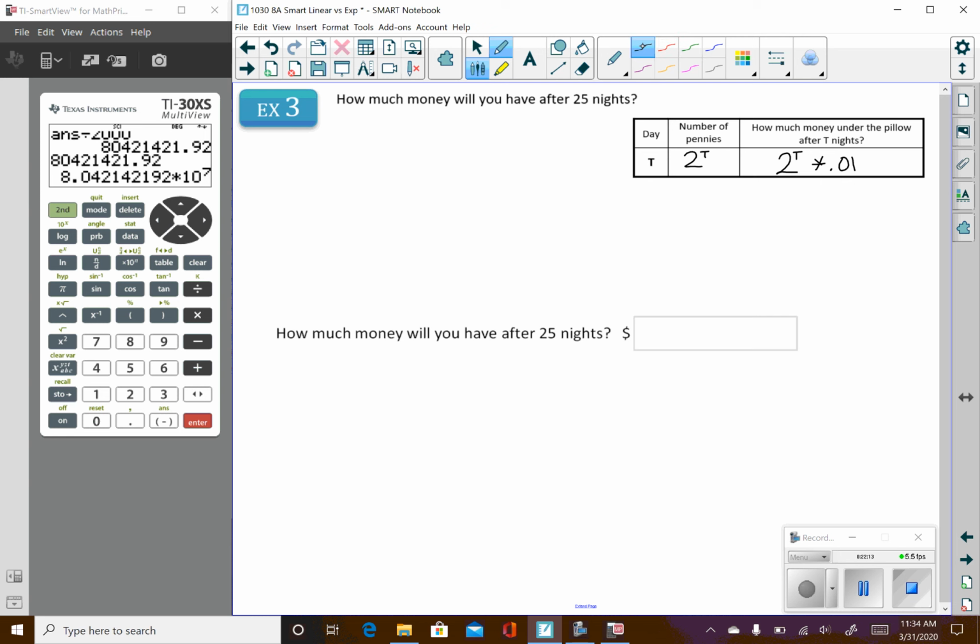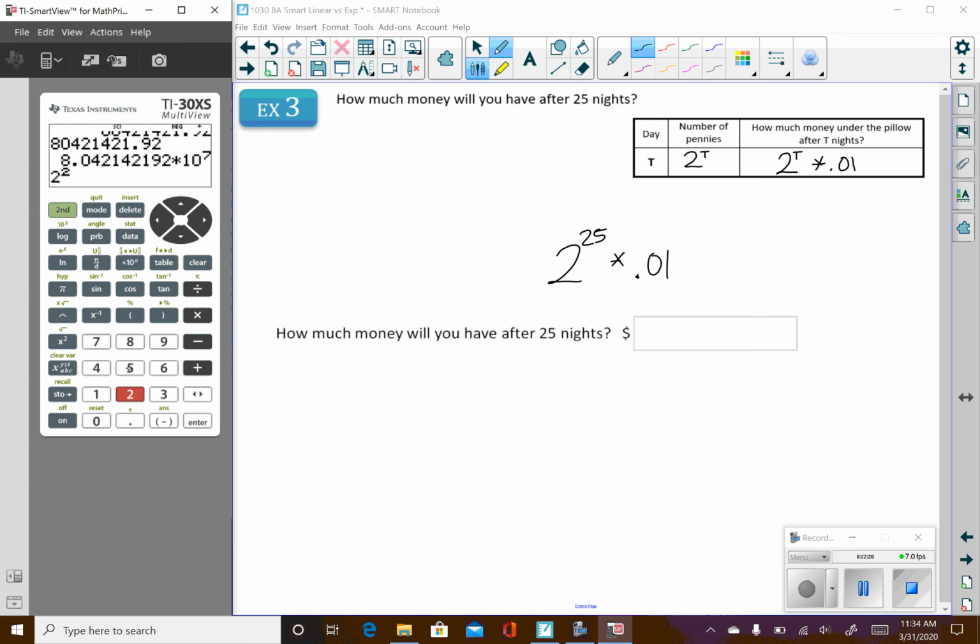How much money will you have after 25 nights? So 2 to the 25th power, 25 nights, 25 doublings, and if we times that by a penny, we'll get our answer. 2 to the 25th. Now go out of the power on the calculator and times it by 0.01. And oh, I'm still in scientific notation, which makes it look like $3, but it's not $3. So if you are like me and you left your calculator in scientific notation, go down to normal again, and then you just hit enter and it'll recalculate.